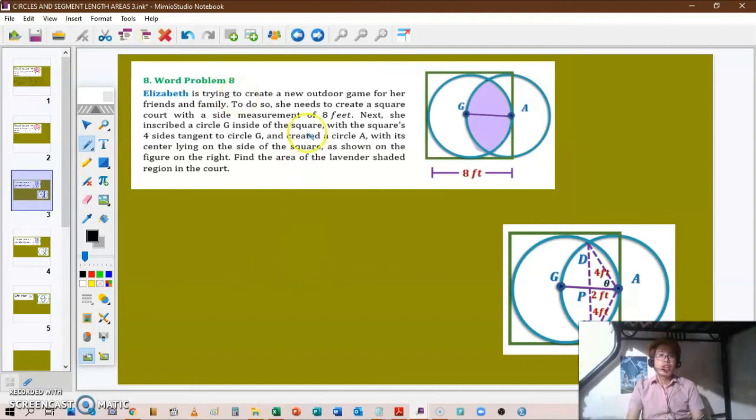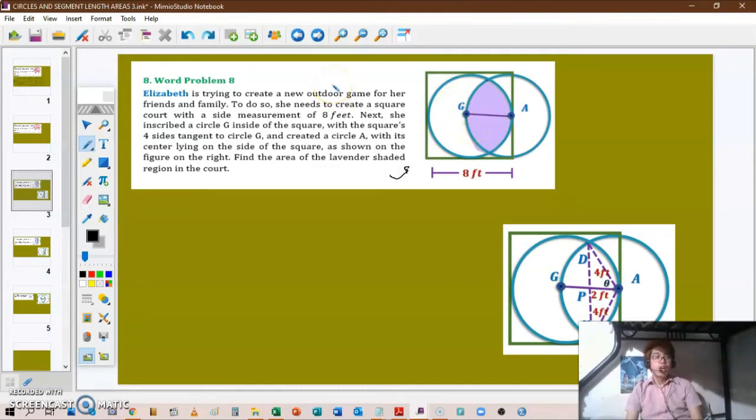Elizabeth is trying to create a new outdoor game for her friends and family. To do so, she needs to create a square court with a side measurement of 8 feet. Next, she inscribed a circle G inside of the square, with the square's 4 sides tangent to the circle G, and created a circle A on the other side, as shown on the figure on the right. So we need to find the area of this lavender shaded part from the outdoor game.